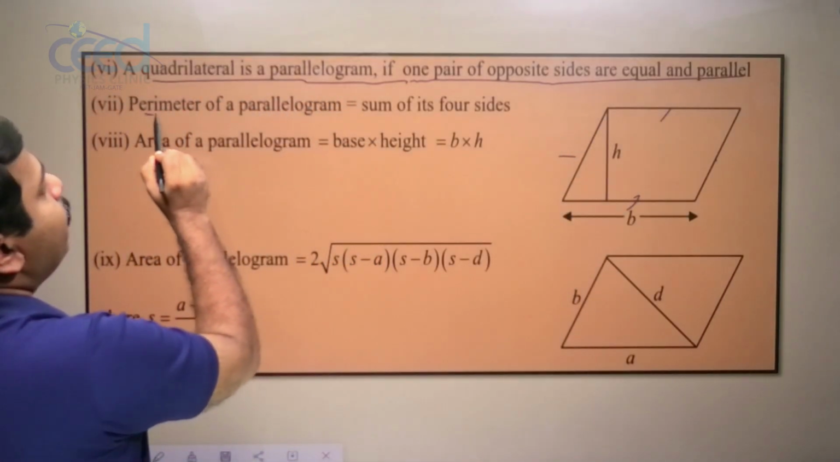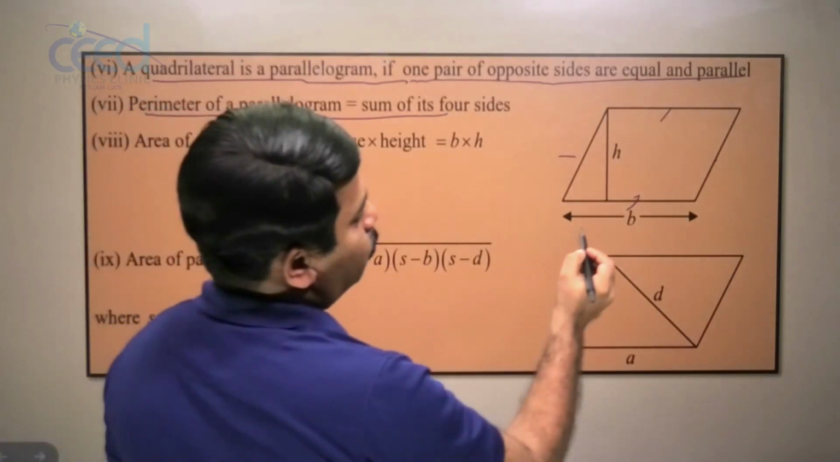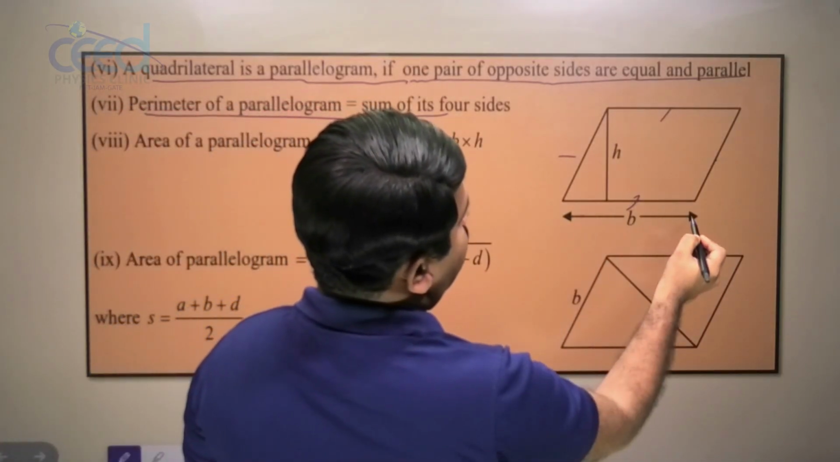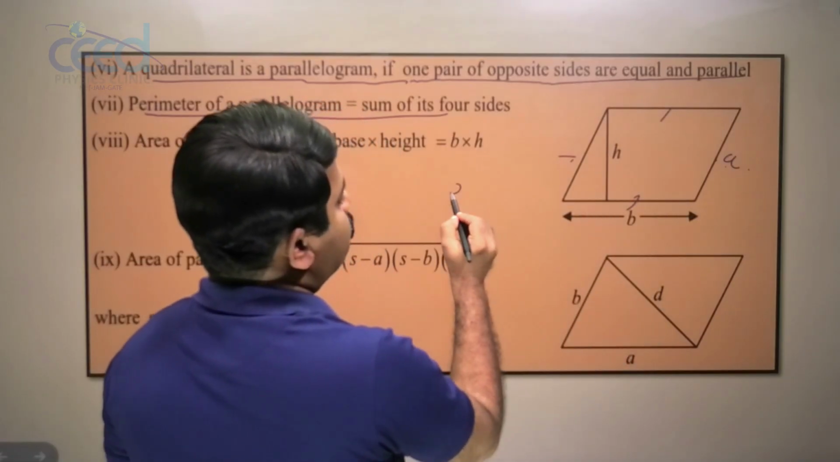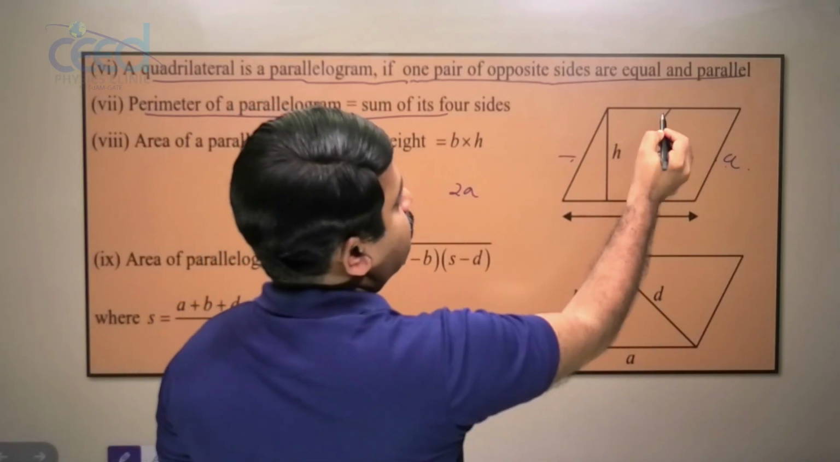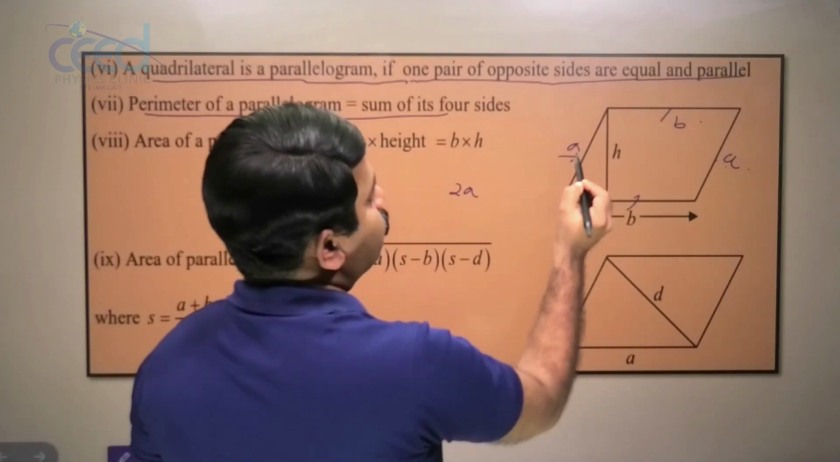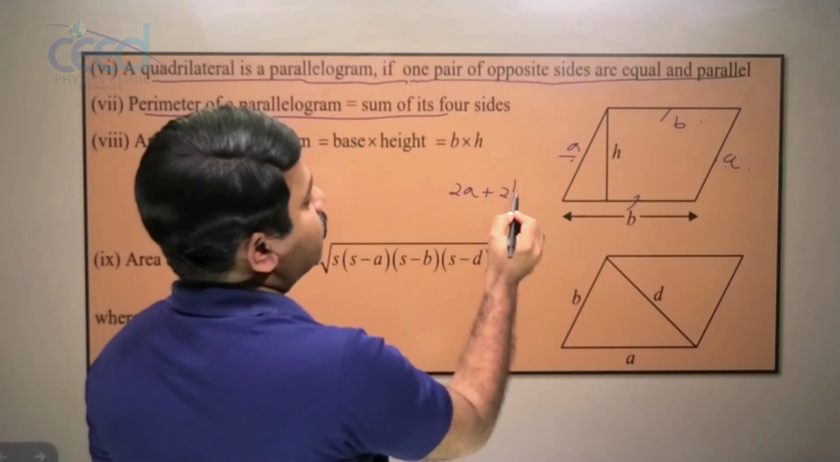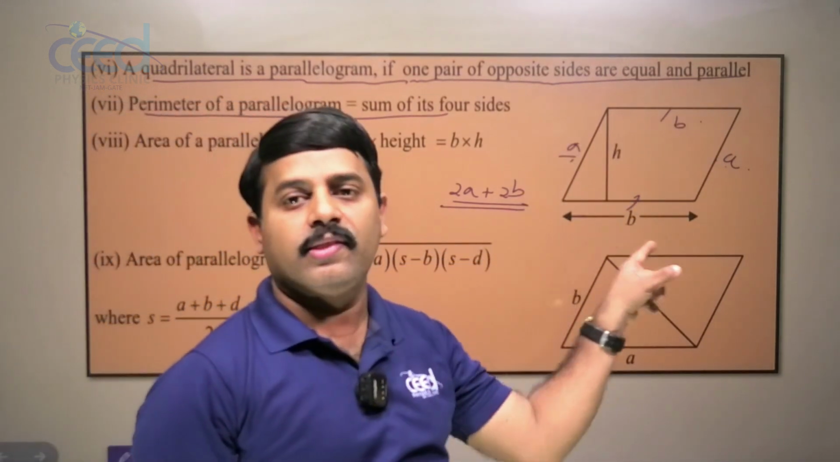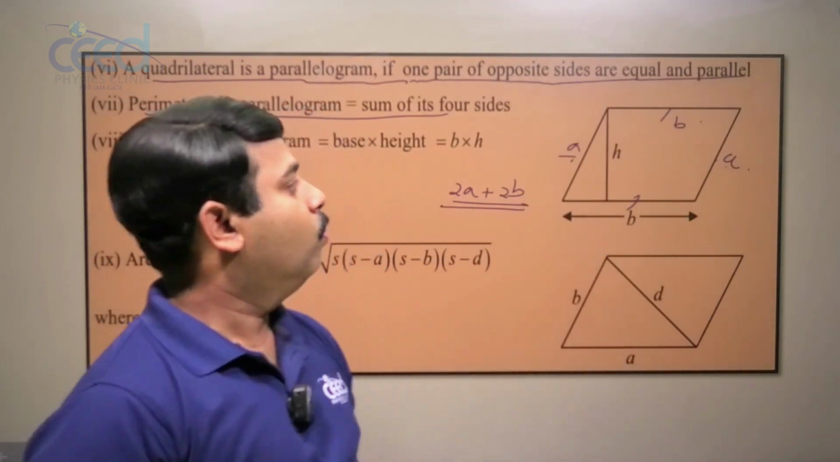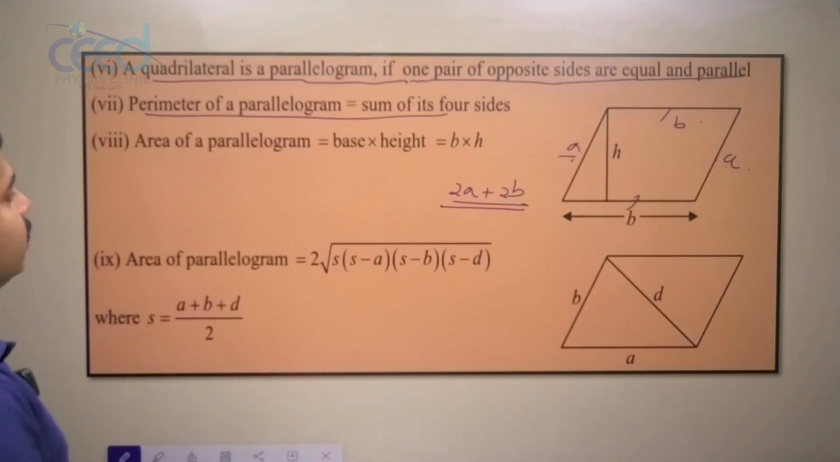Now the perimeter of the parallelogram. Suppose this side is given as B and this side is A. Then A plus A is 2A, and B plus B is 2B. So this is the perimeter. Perimeter means the sum of all the sides, right? Now, what is the area of the parallelogram?